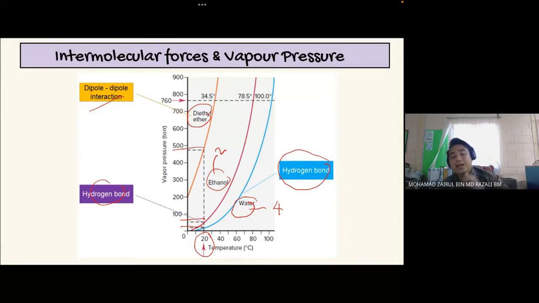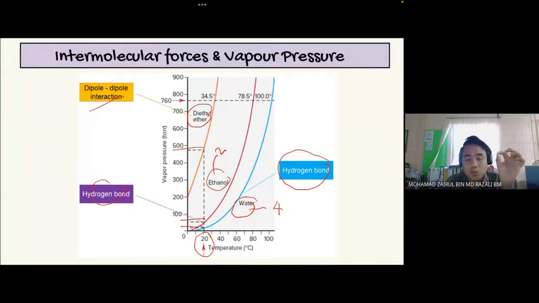Sebab apa? Sebab diethyl ether ni ada dipole-dipole. So dipole-dipole ni is one of the weakest intermolecular force compared to hydrogen bond. Any molecule yang ada dipole-dipole interaction, dia punya vapor pressure akan lagi tinggi. Sebab apa? Lagi banyak molecule awak boleh convertkan dari liquid kepada gas, so lagi tinggi vapor pressure. Okay tak ni? Boleh?